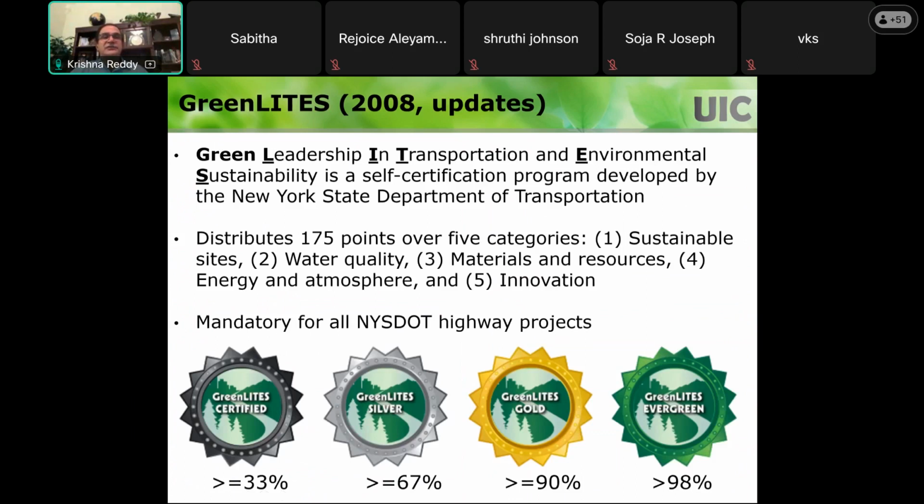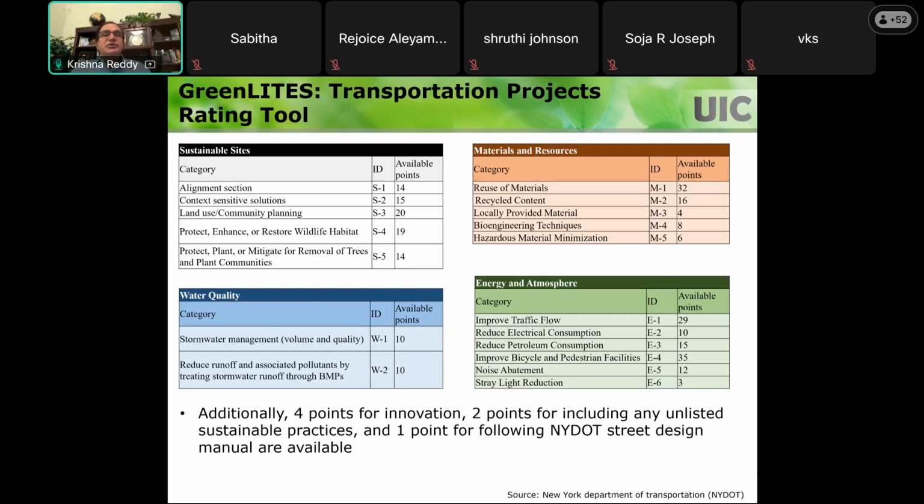The Green Lights was first proposed in 2008. There are updates. This is the one that is proposed by the New York State Department of Transportation. It has these 5 categories: sustainable sites, water quality, materials and resources, energy and atmosphere, and innovation. And they have a lot of credits under each one. The total points are 175. And if you get more than 98% of them, then the project is an Evergreen project. If you get more than 90%, the project is rated Gold. So like that.